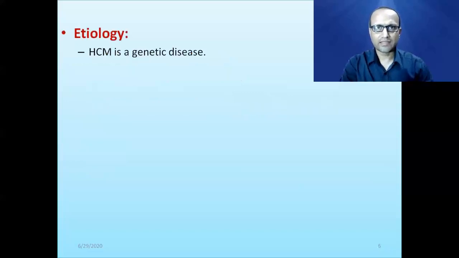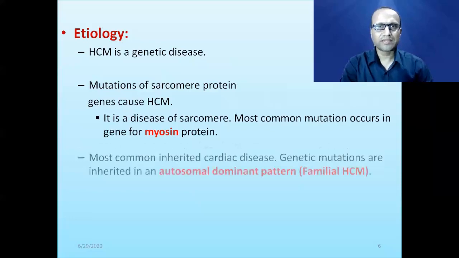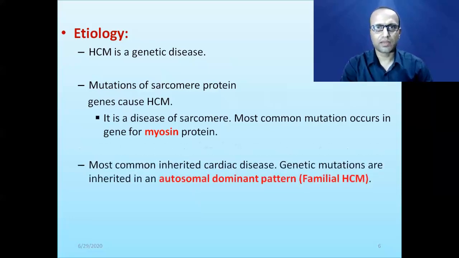HCM is a genetic disease. It is caused by mutations of sarcomere protein genes. The most commonly affected sarcomere protein gene is myosin protein gene. These mutations are inherited from the affected parents by autosomal dominant inheritance pattern.